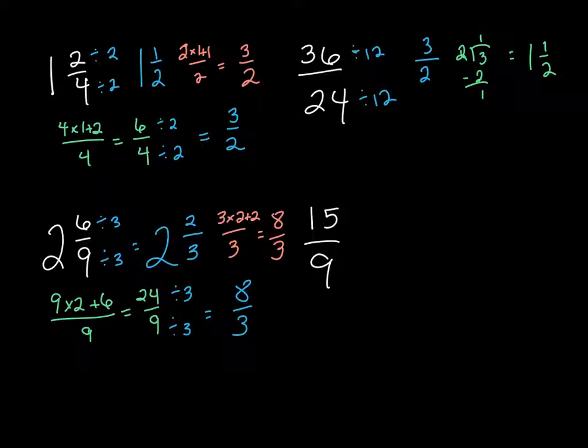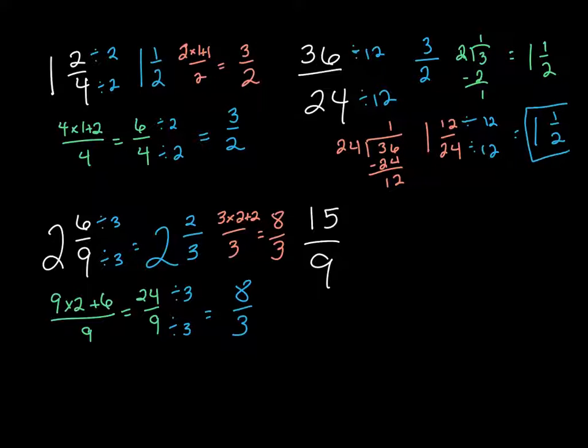Okay, now let's do it the other way. Let's change it and then reduce. 24 goes into 36 one time. And we have a remainder of 12. So 1 and 12 over 24. Both of these can be divided by 2. I'm sorry, not 2, by 12. So you get 1 1/2. Notice the division problem was a lot simpler when we reduced or simplified first.